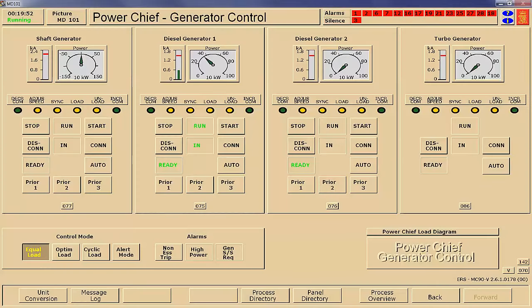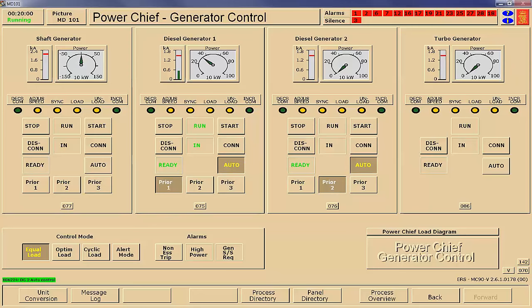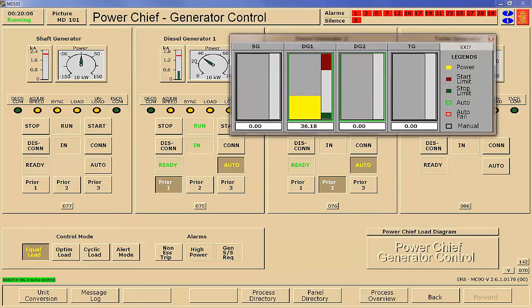This is my primary. I want to put it priority 1, the other one priority 2, and put them both in auto. Never leave just one generator in auto. That means nothing will happen. It can't control. By the way, what I did is I just clicked on the Power Chief load diagram. This is the power management system. It shows you which generators, the green box shows you which ones are active, being controlled.